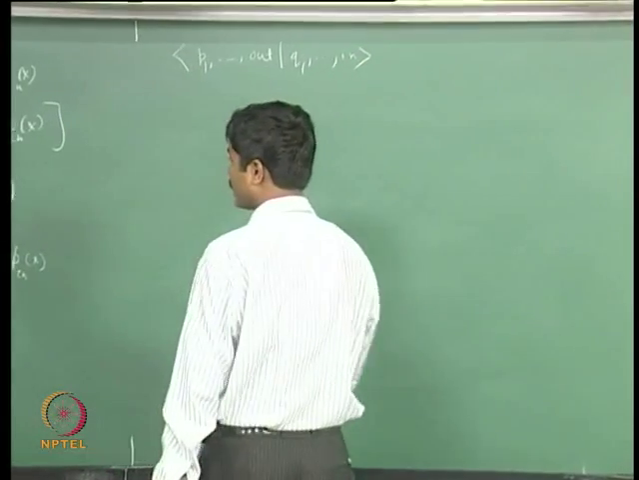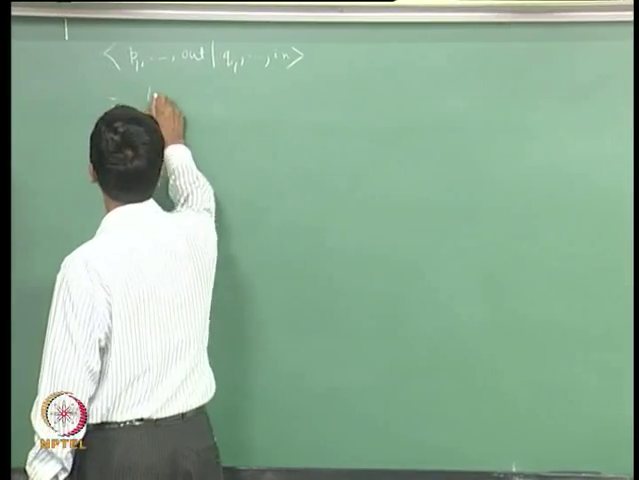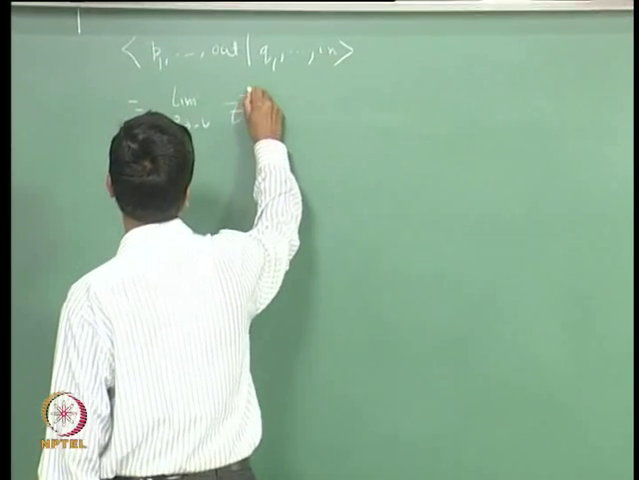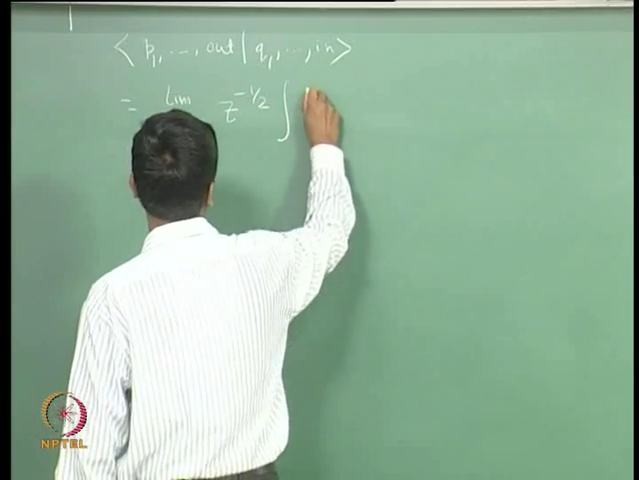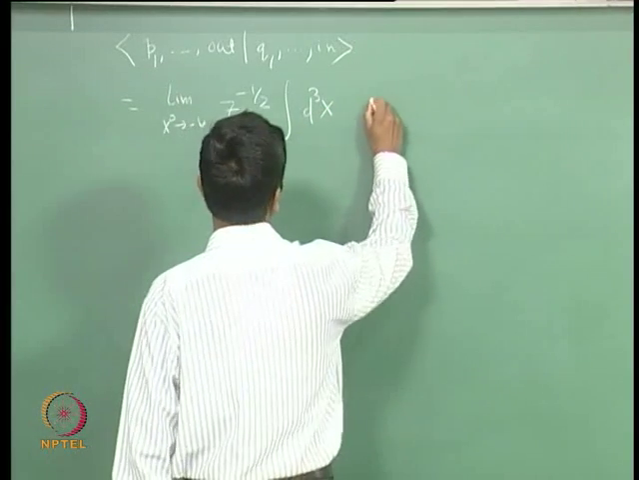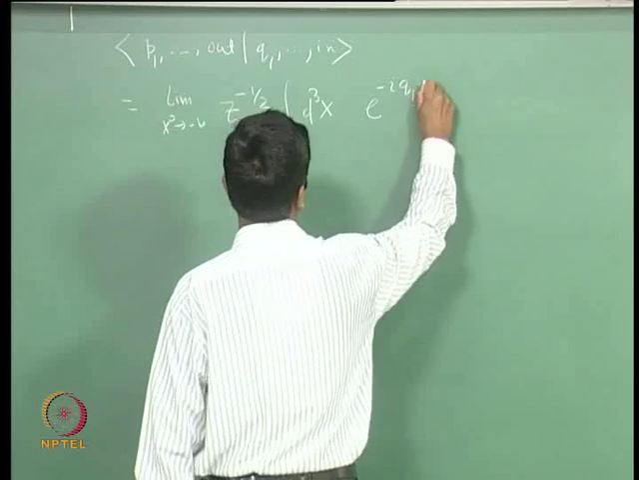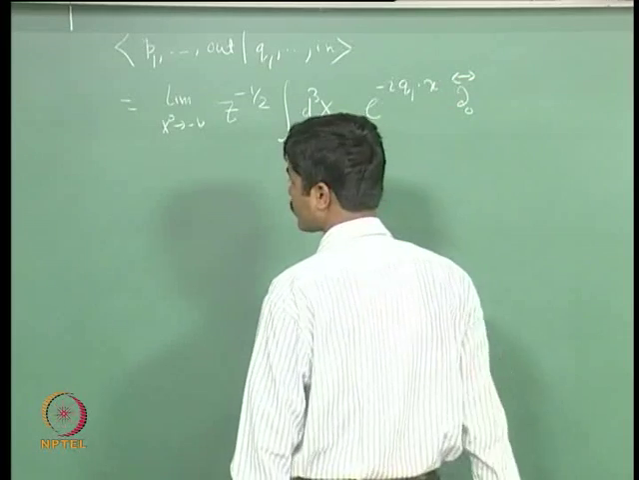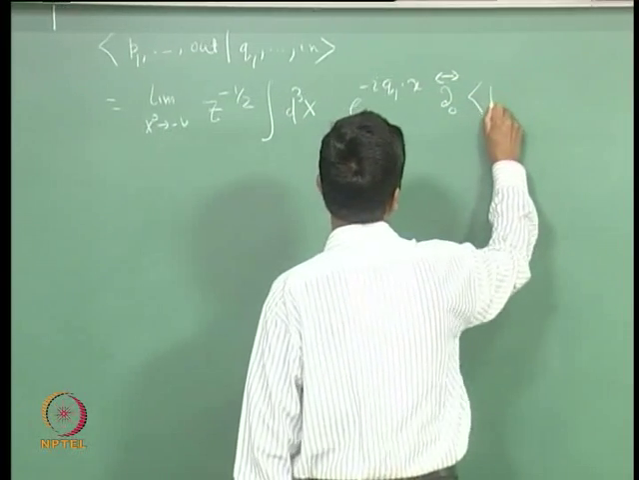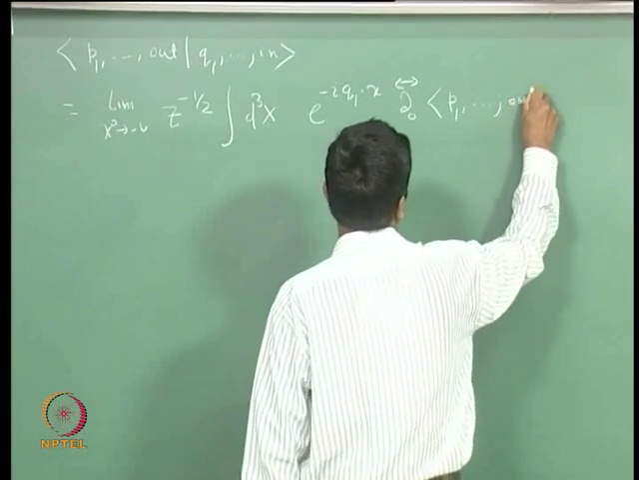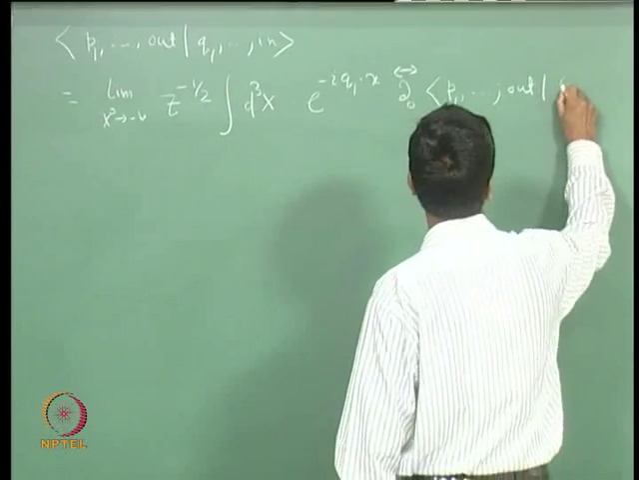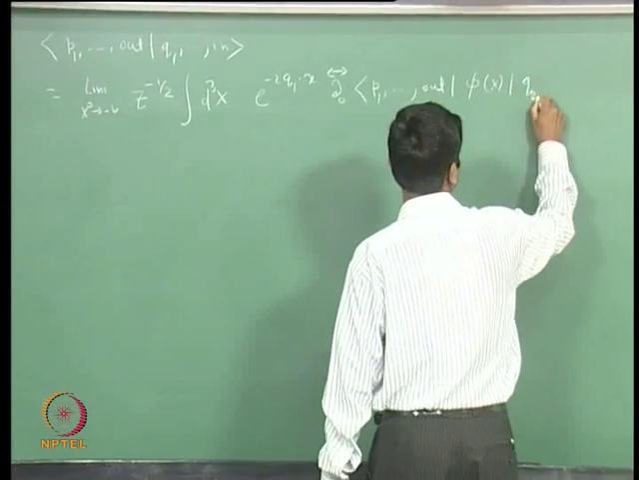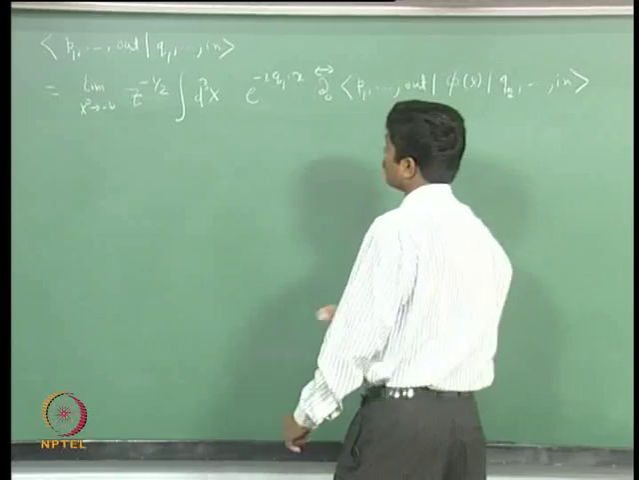When I do that, the transition amplitude is given by the limit x0 tends to minus infinity of z to the power minus half, integration d cube x, e to the power minus i q1 dot x, del 0, <p1 ... out| and phi of x instead of phi_in of x, |q2 ... in>. So, this is what we have got.